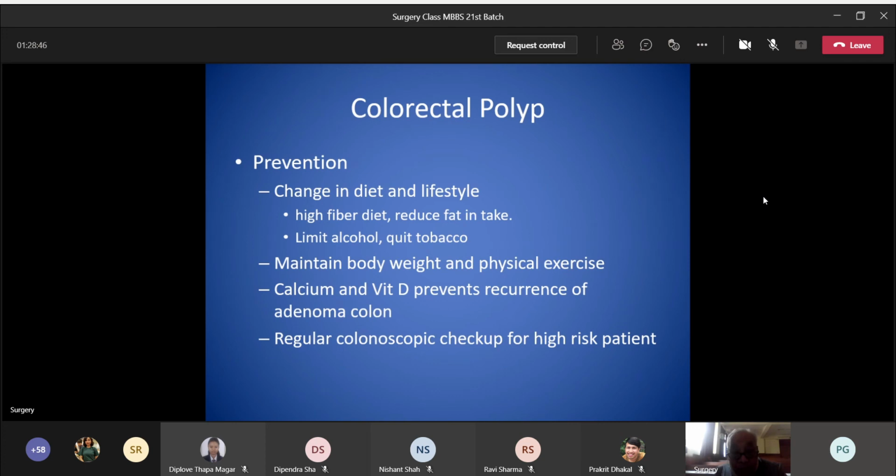In Western countries, especially in Europe, they go for colonoscopic checkup every 6 months because the incidence of colonic carcinoma due to polyps is very high in those areas. Okay, that's why they have to do. So if you just change your bowel habit, by having high fiber diet or reduce fat intake, don't smoke at all, no unlimited alcohol. You have to do a lot of physical exercise and use calcium and vitamin D that prevents adenocarcinoma, okay?